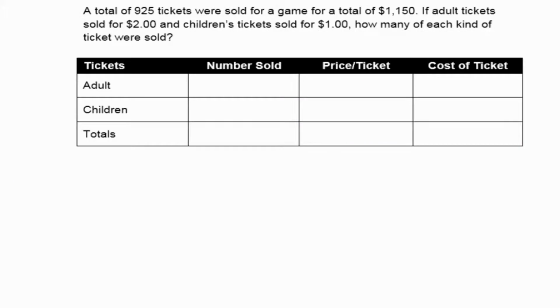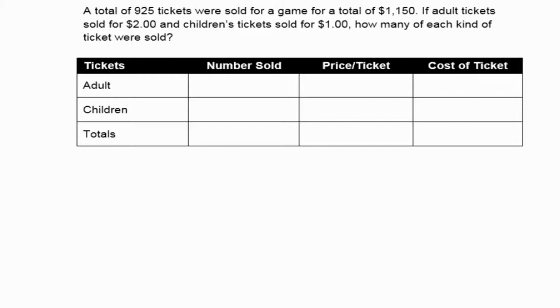The next problem is going to deal with finding the number of tickets sold for an event when you know how much you collected and the cost for each ticket. So if 925 tickets were sold, making the venue $1,150, we want to find out how many adult tickets were sold and how many children's tickets were sold.